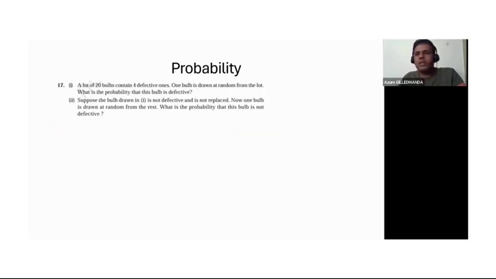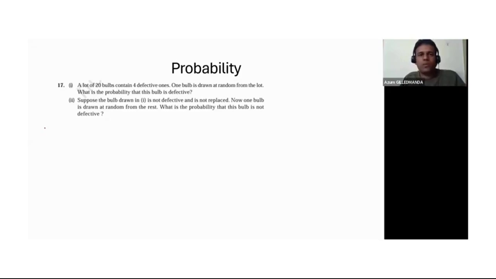Now let's look at some generic problems. What can be asked, right? So let's look at this problem. A lot of 20 bulbs contains 4 defective ones. So there is a group of bulbs, a set of bulbs, right? And there are 20 in that set. Out of the 20, 4 are defective. Okay, that means 16 are good and 4 are defective.